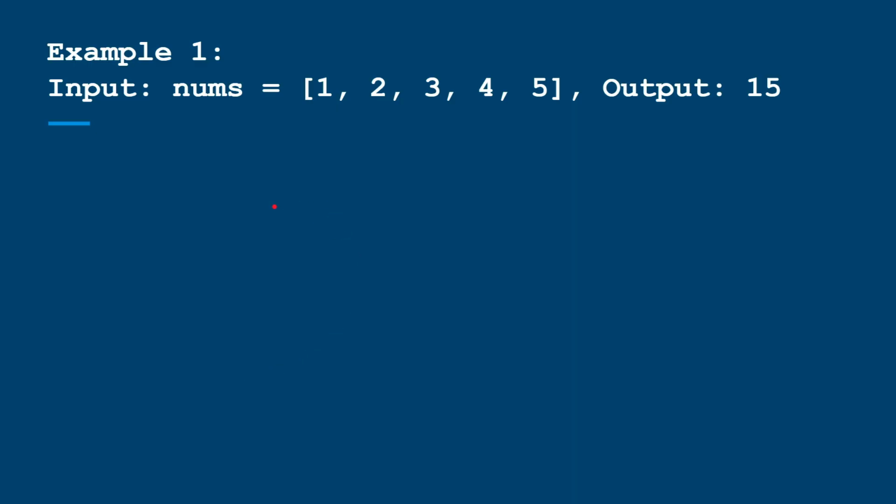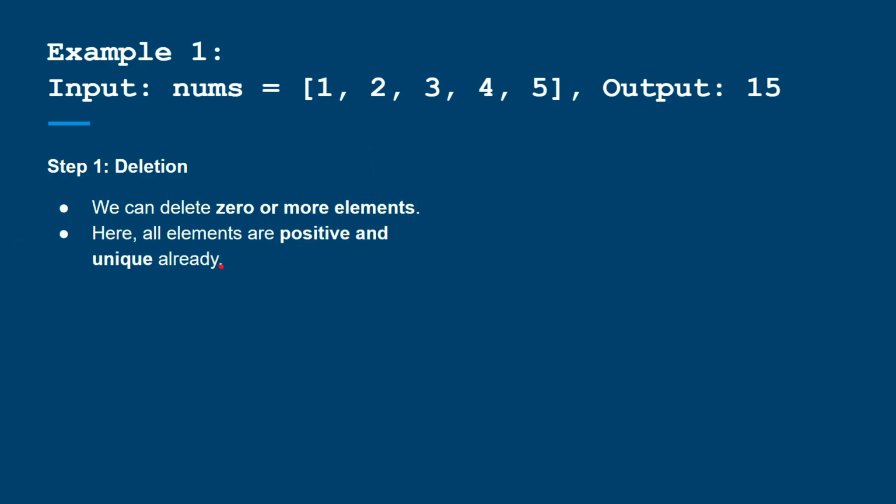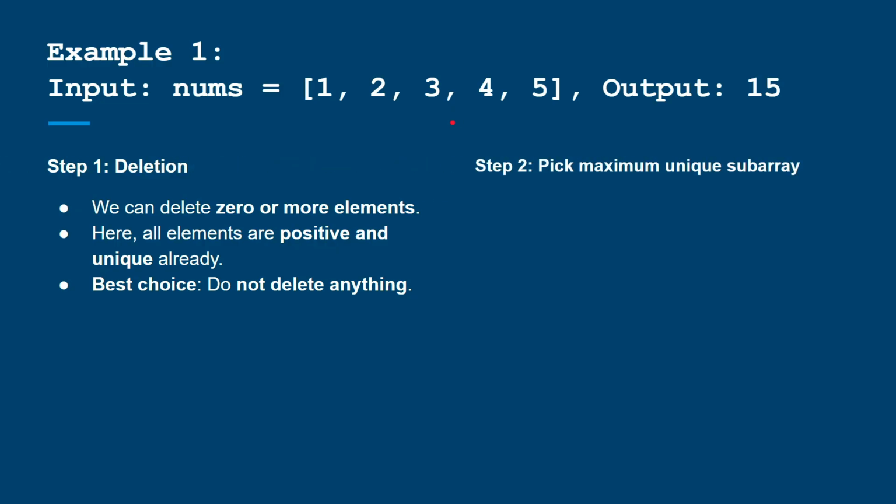Let's understand with an example. We have nums as 1 2 3 4 5 and the output is 15. In the first step we can delete zero or more elements from the array. Here all the elements are positive and already unique. So what is our best choice? Do not delete anything, because all are positive, not negative values.